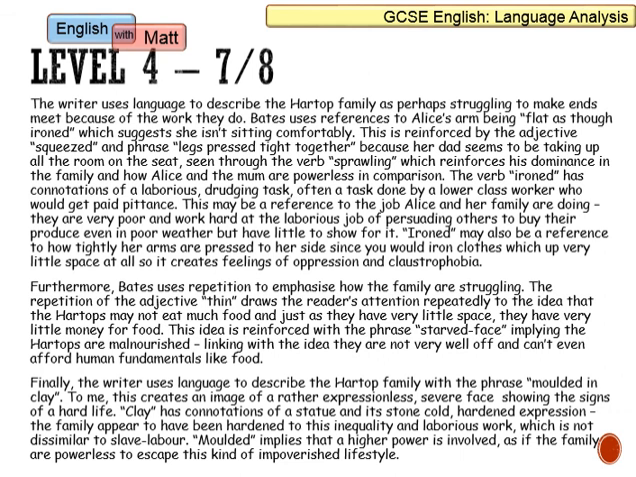Finally, the writer uses language to describe the Hartop family with the phrase moulded in clay. To me, this creates an image of a rather expressionless, severe face, showing the signs of a hard life. Clay has connotations of a statue and its stone-cold, hardened expression. The family appear to have been hardened to this inequality and laborious work, which is not dissimilar to slave labour. Moulded implies that a higher power is involved, as if the family are powerless to escape this kind of impoverished lifestyle.